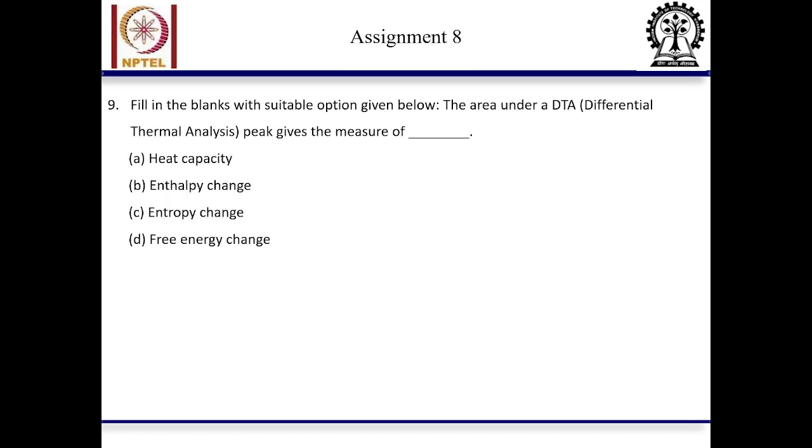Now I will go to question number 9. Fill in the blank with the suitable option given below. The area under a DTA, differential thermal analysis, peak gives the measure of heat capacity, enthalpy change, entropy change, or free energy change. Can anyone tell?